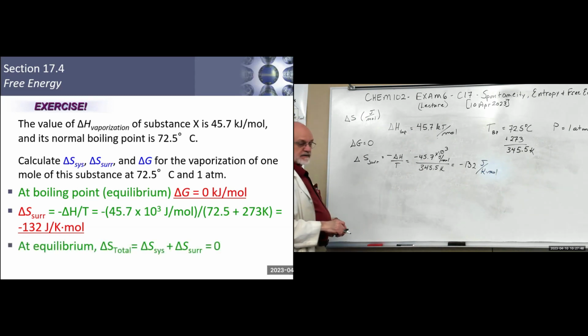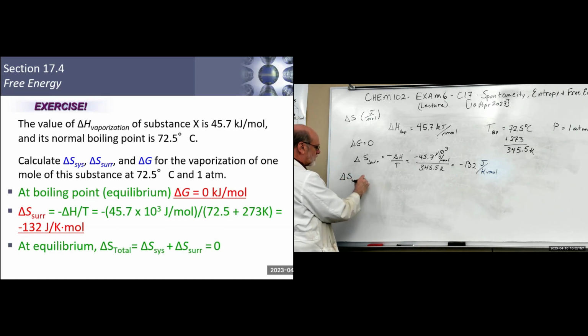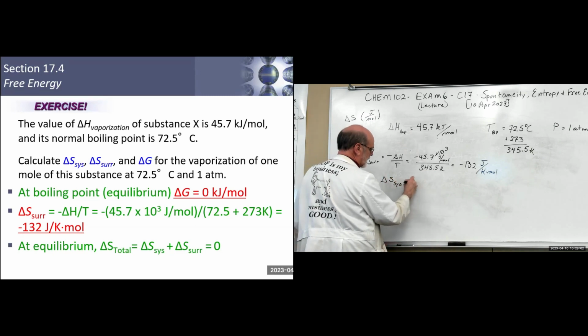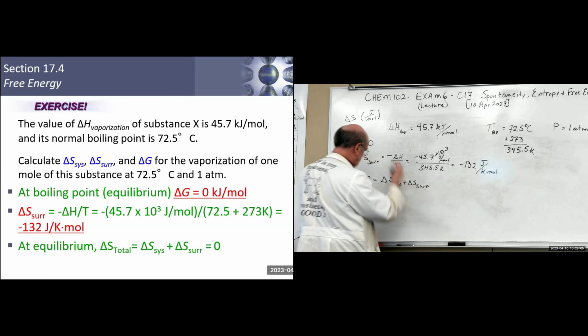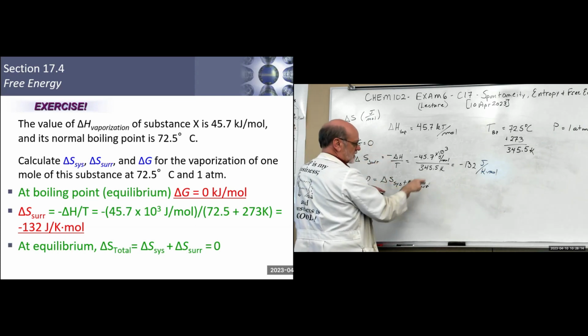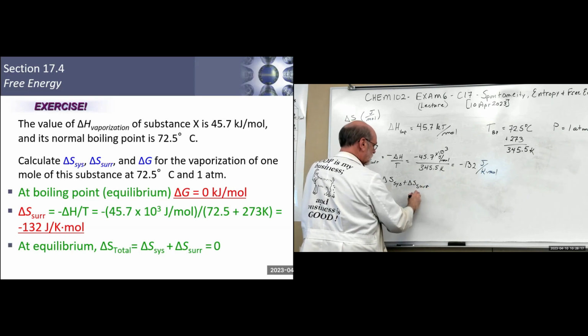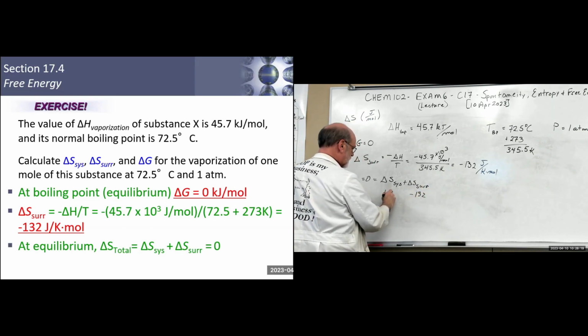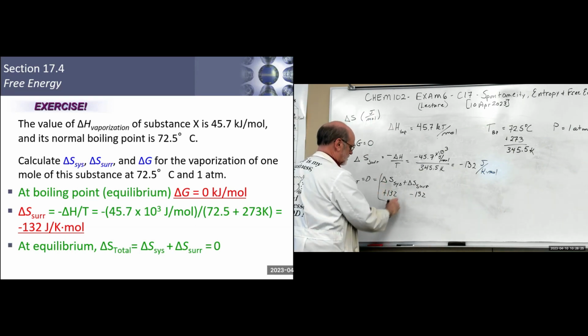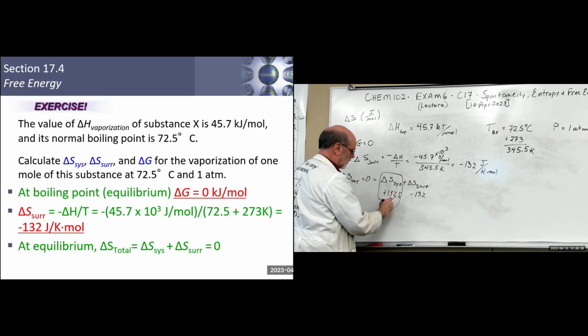At equilibrium, the delta S total at equilibrium is equal to 0. And that's equal to delta S system plus delta S surroundings. So if this is 0 at equilibrium, and we say it's equilibrium here because we're at the boiling point, then if this is surroundings, then this has to be system. So the system is going to be a positive 132 joules per K mole.